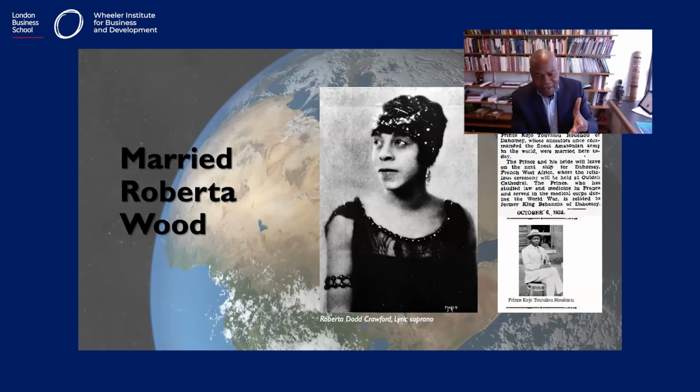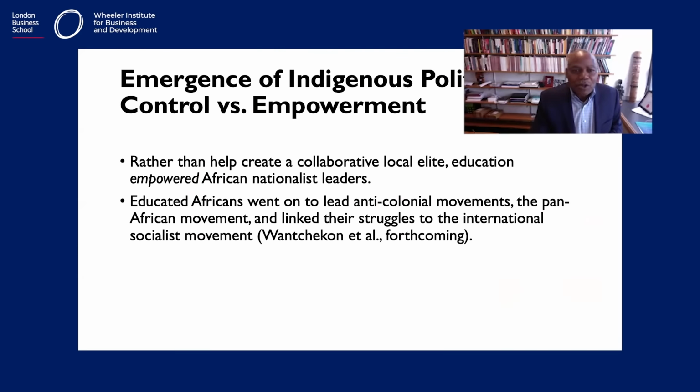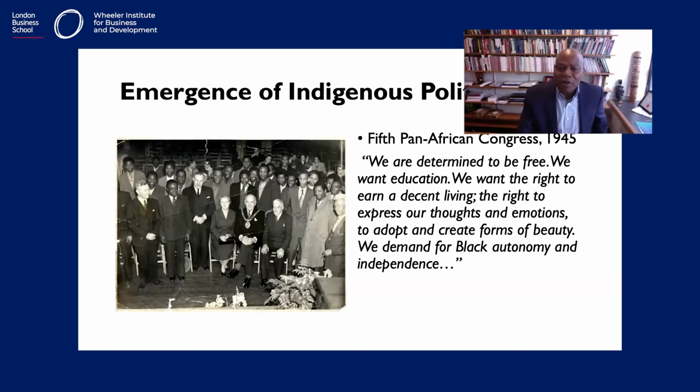So, he was such a figure that he actually married somebody called Roberta Dodd, who was an opera singer, and they lived in Paris until he died in 1938. And I will talk later on, in one of my presentations, maybe in 2 or 3 weeks, about the emergence of the African political elite. This is a picture of the Pan-African Congress in 1945.